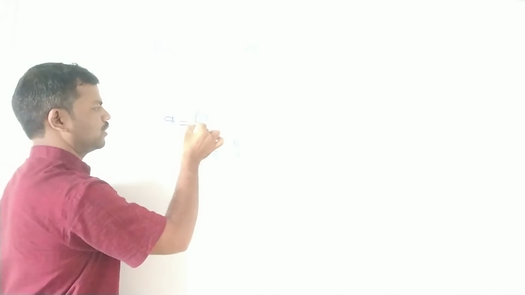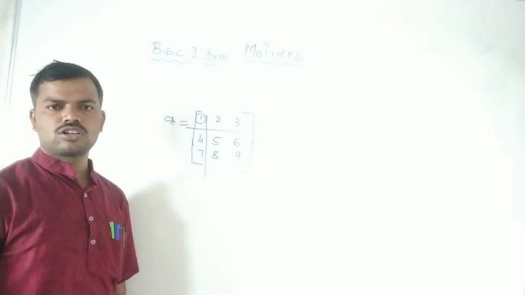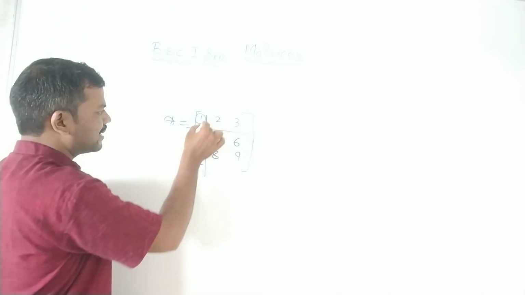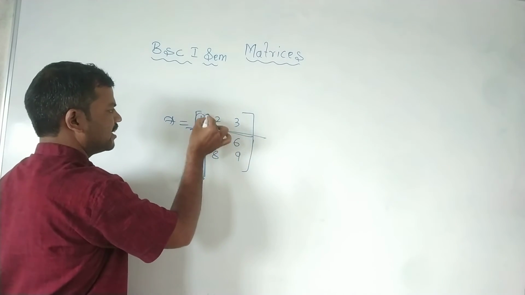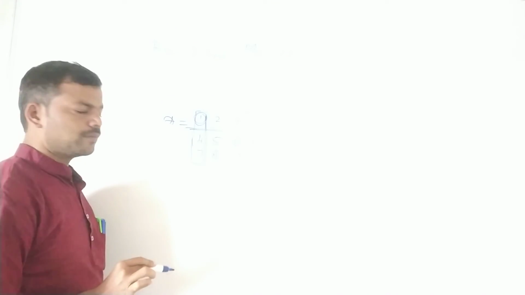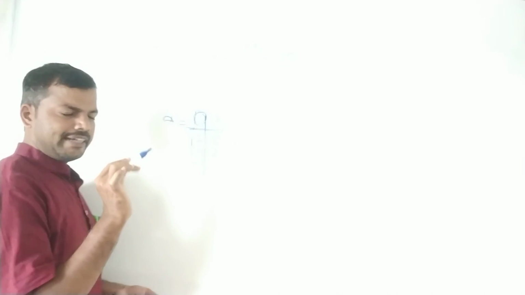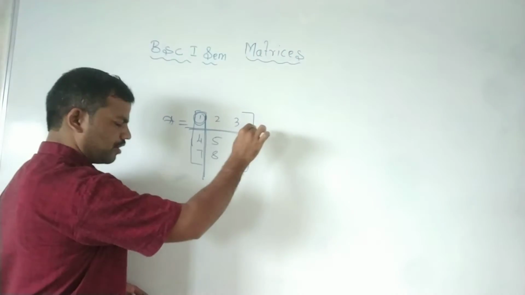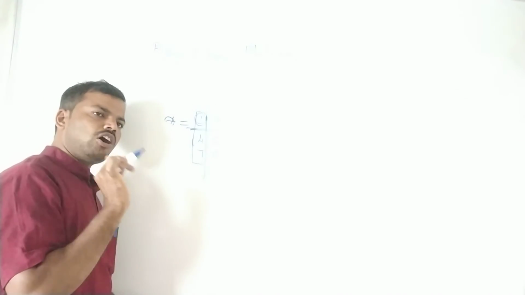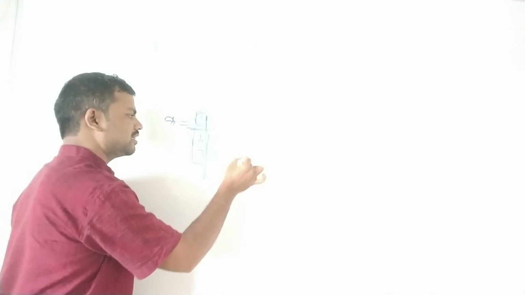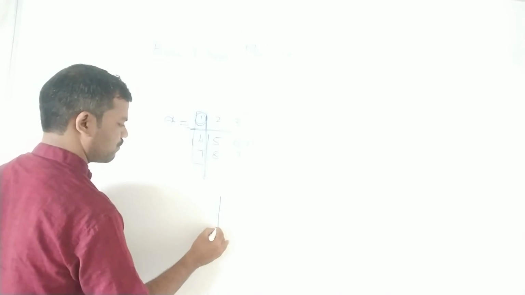Suppose you want to find the minor of 1. The minor of 1 is obtained by deleting the row and column containing that element. Minor means the determinant obtained by deleting that row and column. When we delete that row and column, whatever determinant we get, we call it the minor. What is the minor of 1?